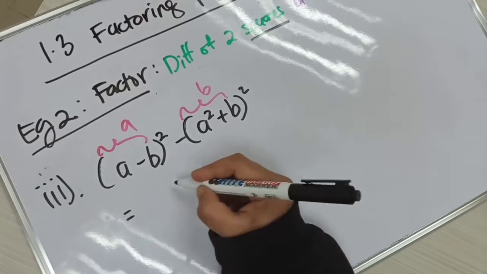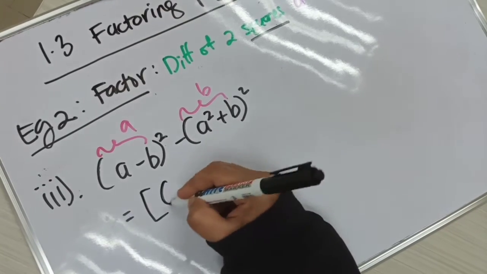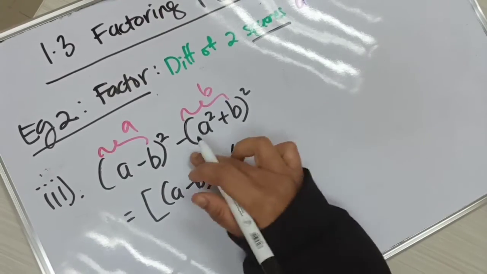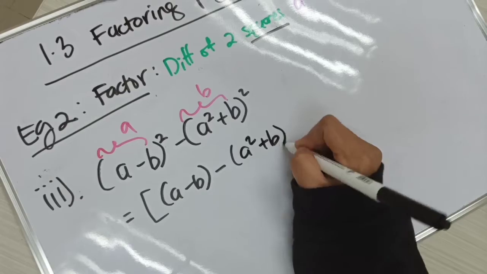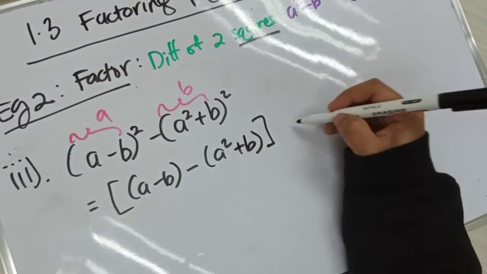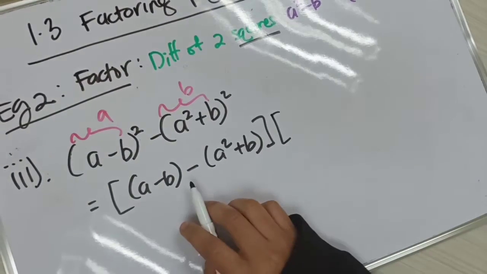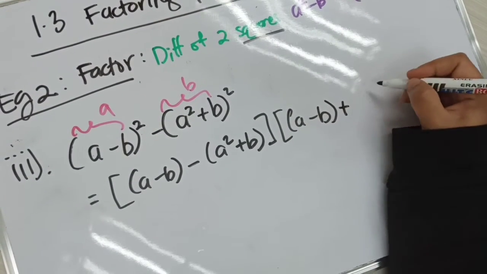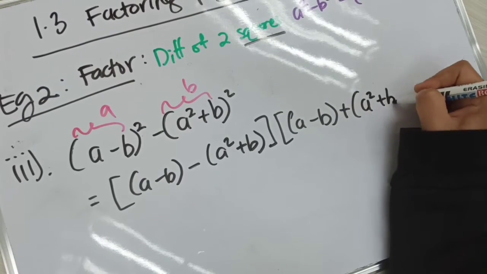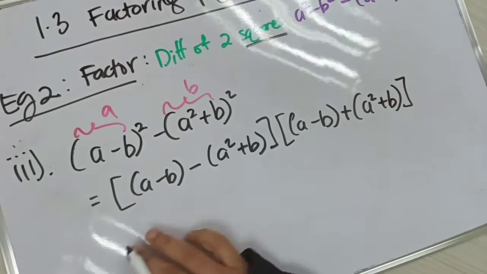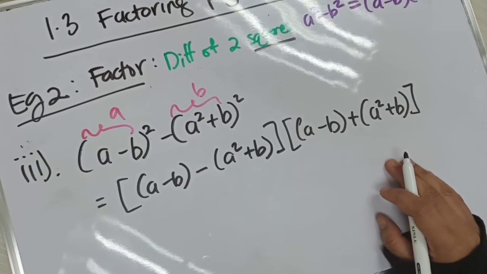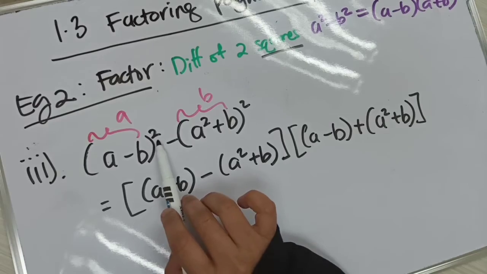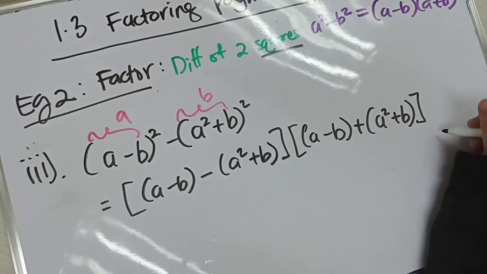So the answer is A minus B, okay, A minus second one A square plus B. Okay, this is the first bracket. Open the new bracket. Okay, we have minus another one plus. So A minus B plus A square plus B. Okay, so this is the answer. Even though you can see that the question is a bit complex, it's already in the form of square for these two.